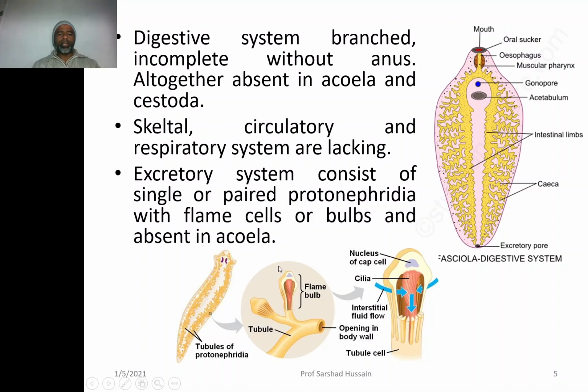This flame cell takes the excretory material from the body and then pours this material into this tubule. This tubule may join with other flame cells. So ultimately, the tubule opens through the body wall outside, through which the excretory material may be excreted out. This type of excretory system is called protonephridia. Protonephridia may be single or they may be paired. Like you can see here, they are paired structures.